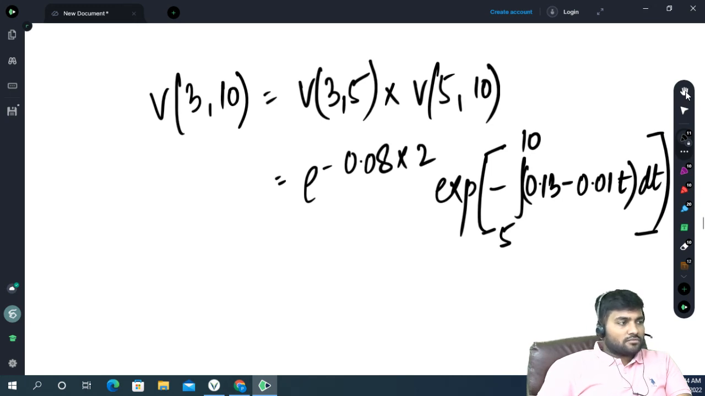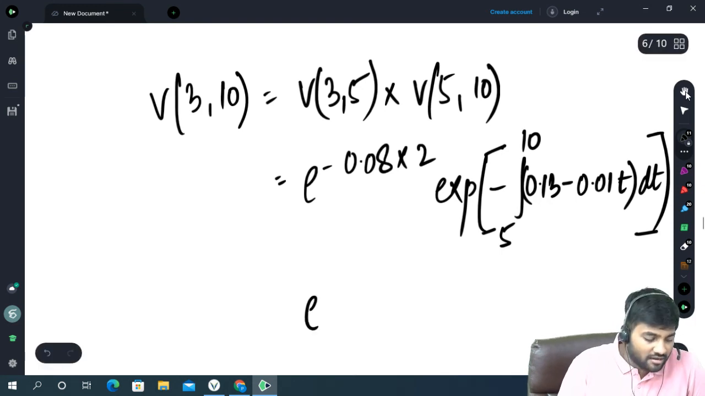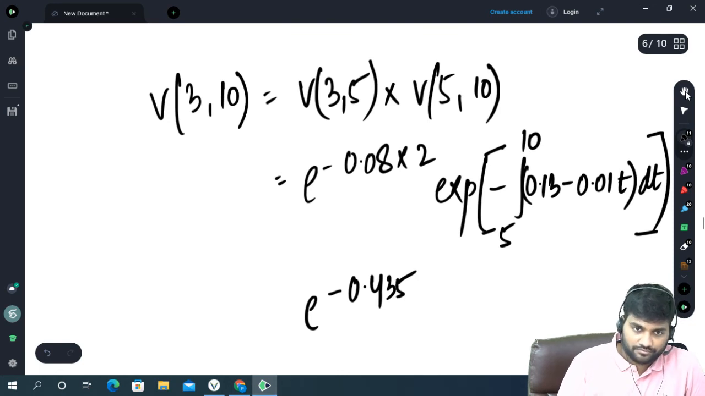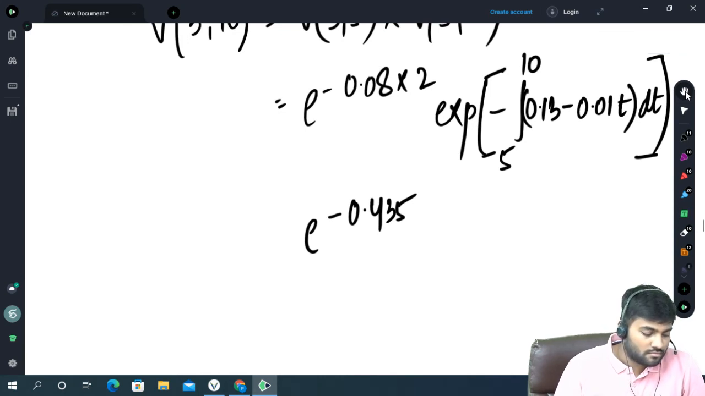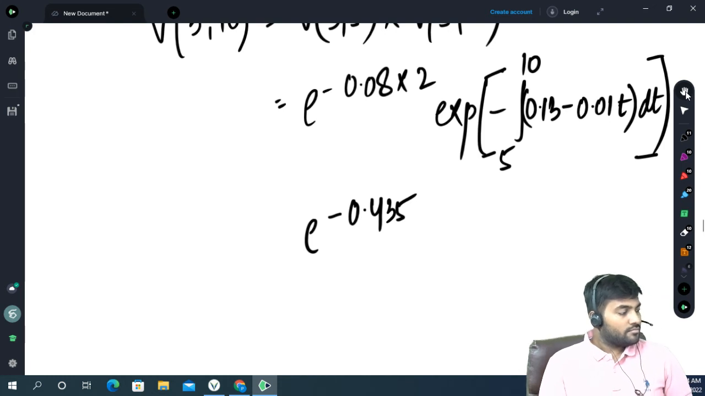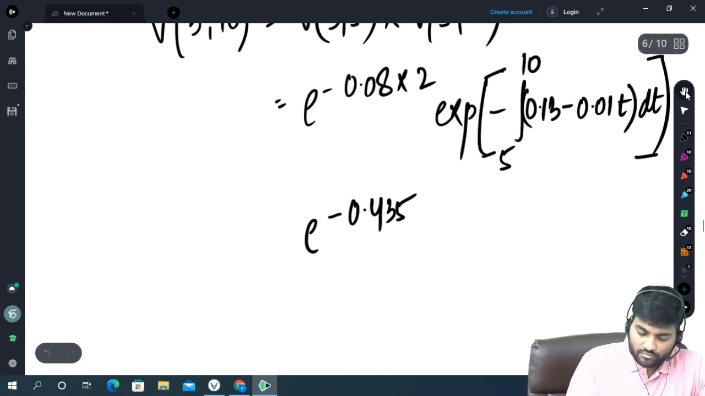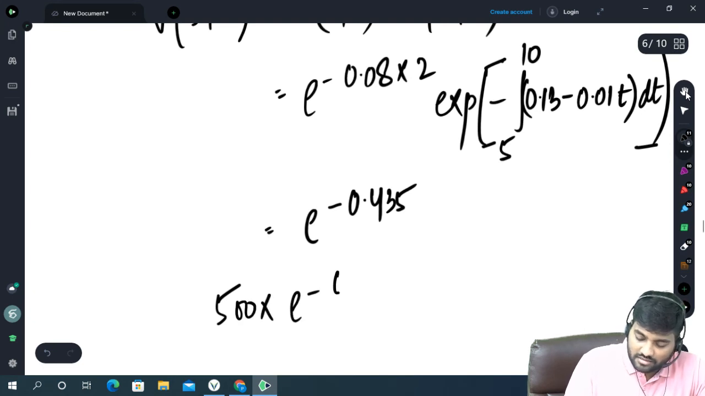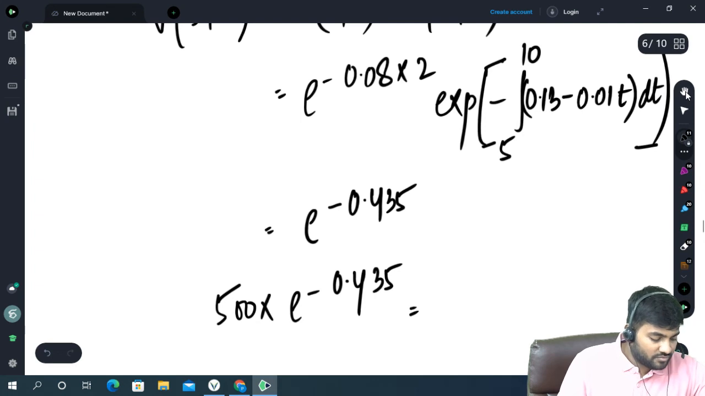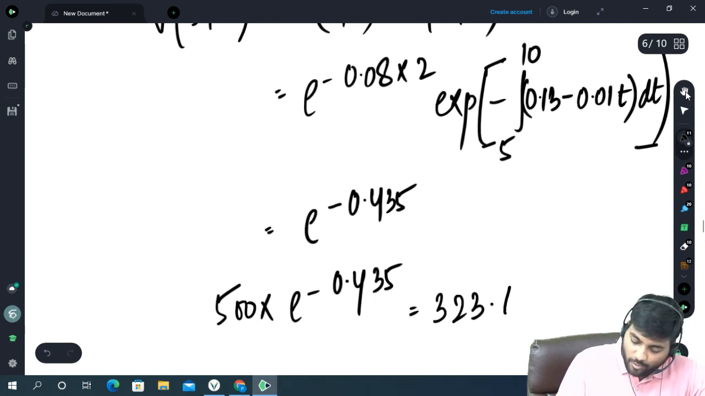Dipesh Rati, your answer is wrong. 323 is the correct answer. The final e power thing that you are going to get is e power minus 0.435. Okay. So we'll multiply 500 into e power minus 0.435. The final answer that we're getting is 323.63.